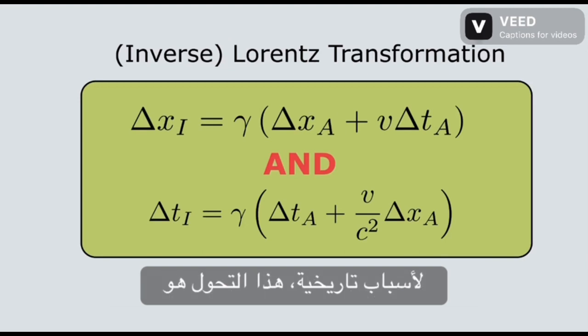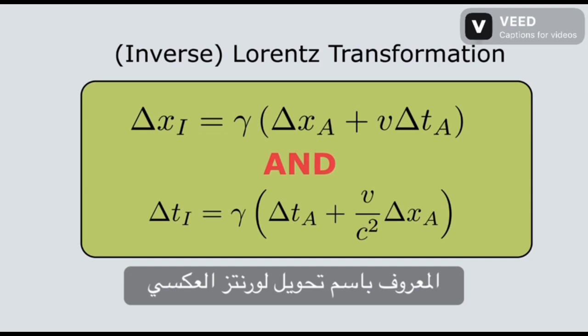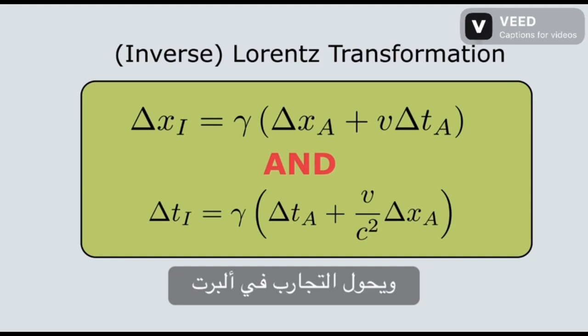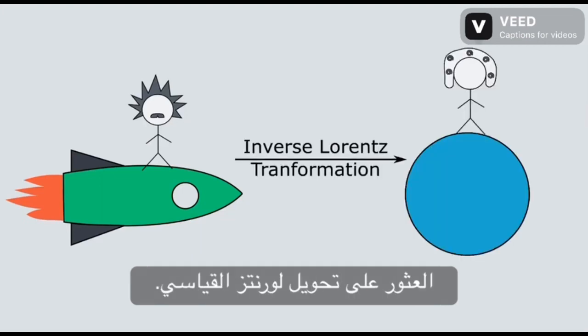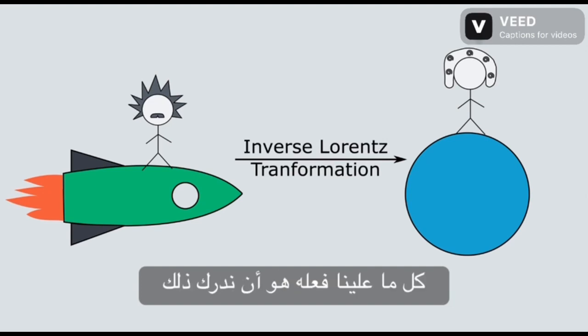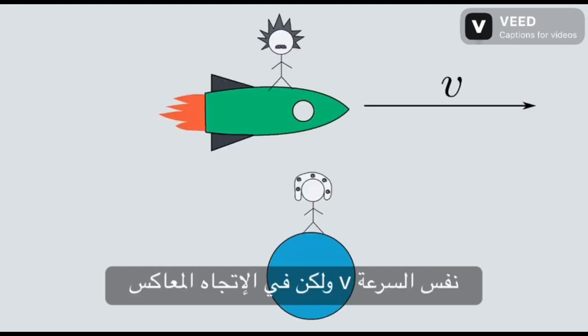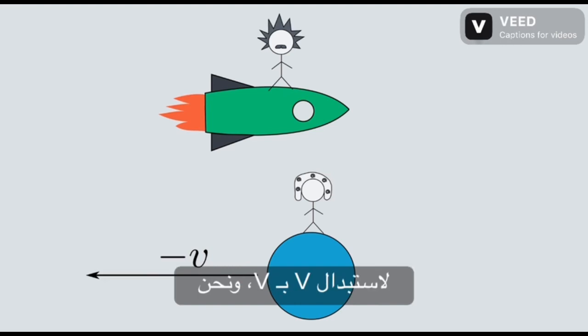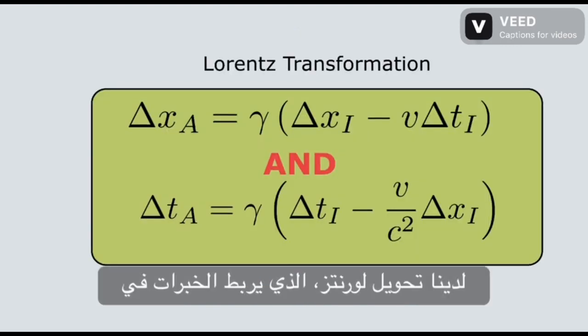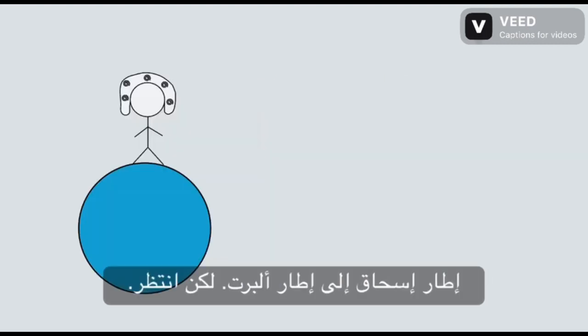For historical reasons, this transformation is known as the inverse Lorentz transformation, and transforms the experiences in Albert's frame to experiences in Isaac's frame. To find the standard Lorentz transformation, all we have to do is realize that, according to Albert, Isaac is moving at the same velocity v, but in the opposite direction. So everywhere in our transformation, we just need to replace v with minus v, and we have the Lorentz transformation, which relates experiences in Isaac's frame to Albert's frame.